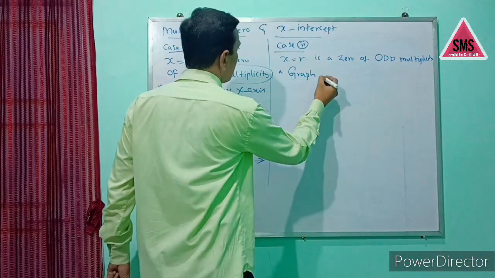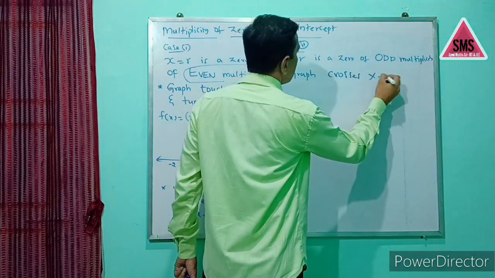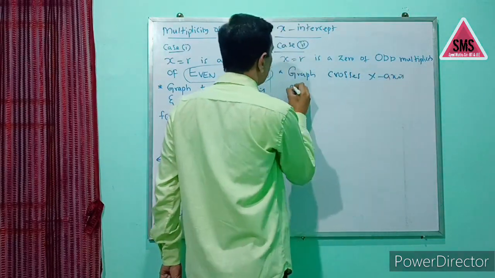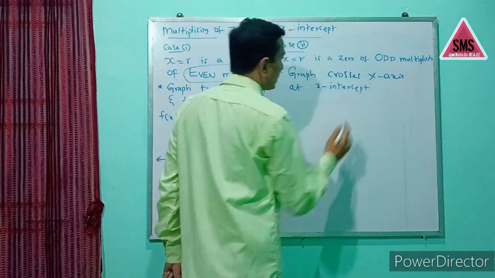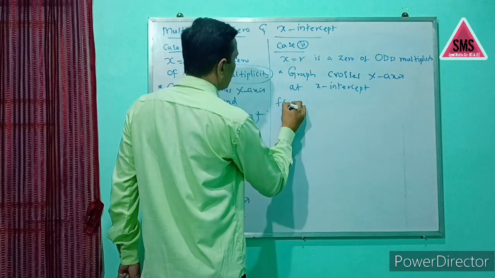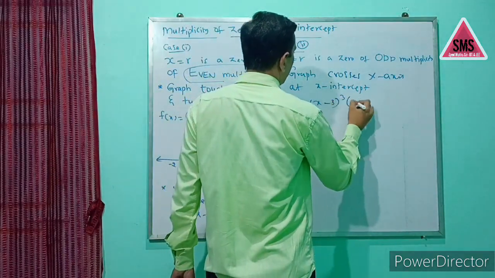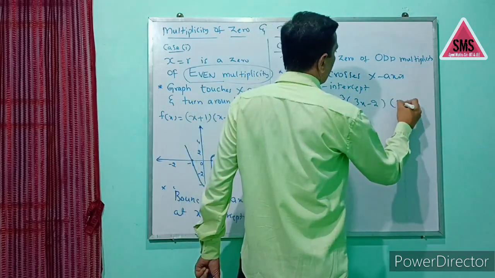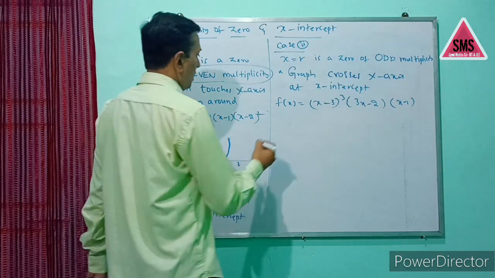So let us see on the graph. The graph crosses the x-axis at the x-intercept, wherever we have that multiplicity. So let us take one example. f of x is equal to (x minus 3) whole cube, (3x minus 2), (x minus 1). So this is the nature of the function, a polynomial.